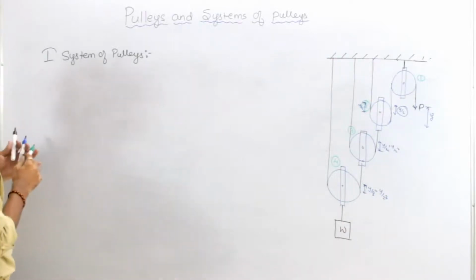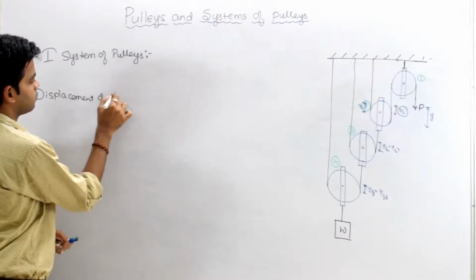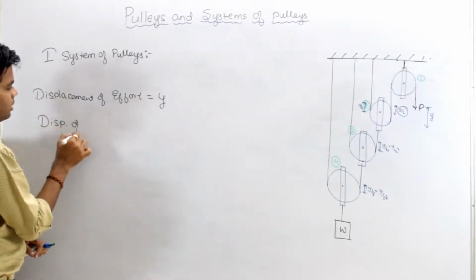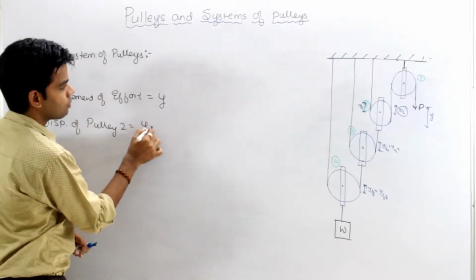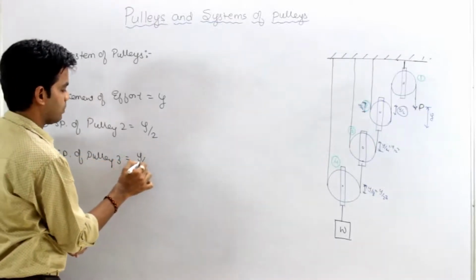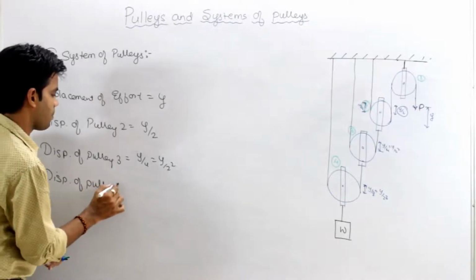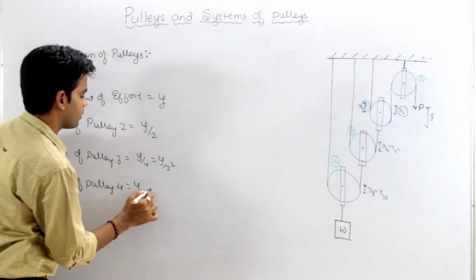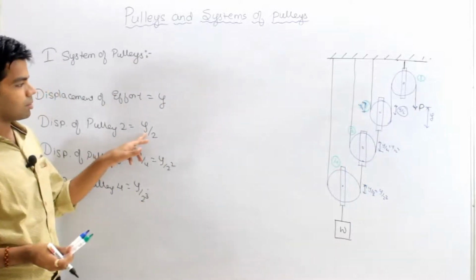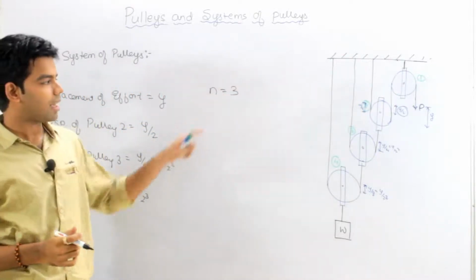That means displacement of effort is y, displacement of pulley 2 is y by 2, displacement of pulley 3 is y by 4, or you can say y by 2 square, displacement of pulley 4 is y by 2 cube, or you can say y by 8. So as the number of movable pulleys increases, this quantity will increase. This is because the number of movable pulleys here is 3, that means n is equal to 3, where n is the number of movable pulleys.